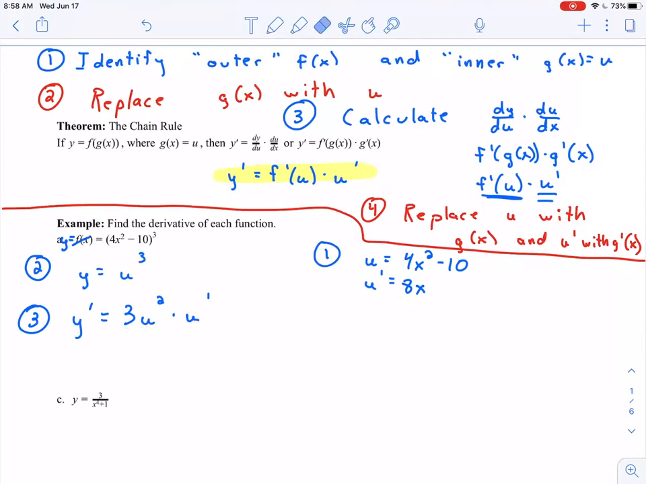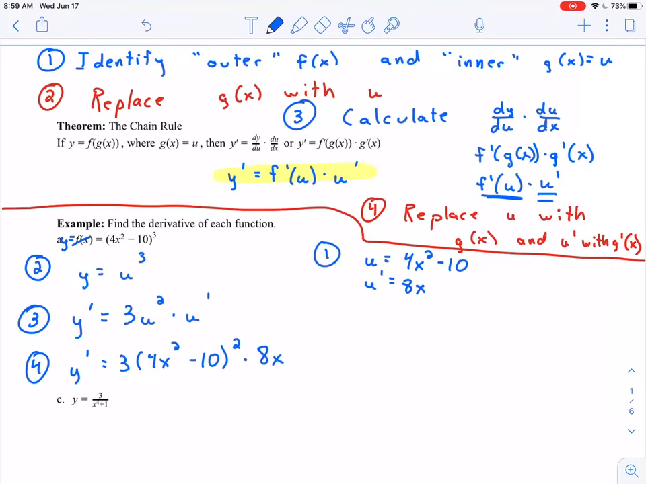And then my last step, step 4, I have the derivative, but it's written in terms of u, so I just want to rewrite this so that it's in terms of x. y prime equals 3 instead of u. I want to rewrite that with 4x squared minus 10. So I have 3 times (4x squared minus 10) to the 2nd power times u prime. Well, u prime was 8x, so times 8x.